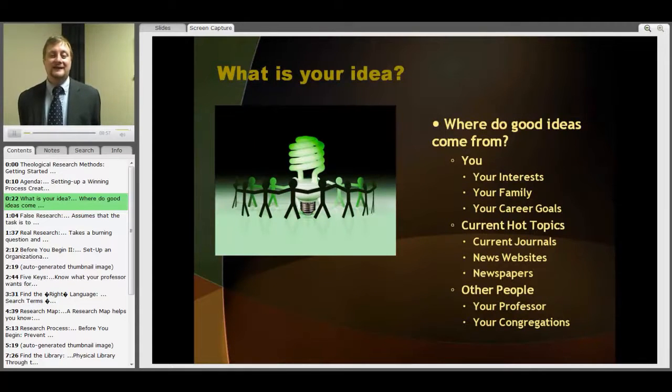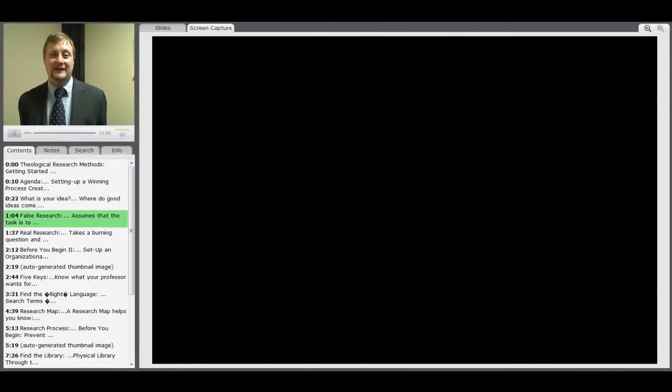And also, good ideas come from other people. Talk to your professor. Talk to members of your congregation. What is affecting them? What are they interested in?